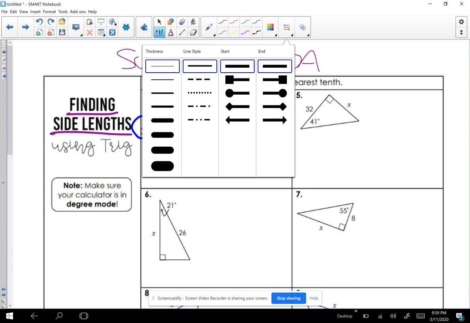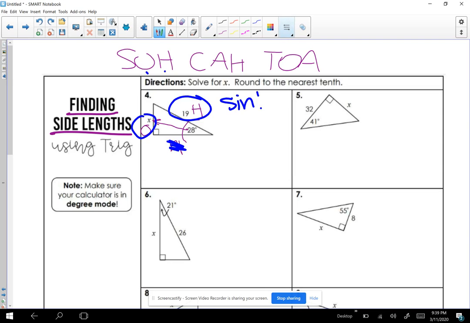So the way that we set this up, we're always talking about these ratios in regards to the angle in question. So I would write sine of 28 equals, now my opposite side is x, over my hypotenuse, which is 19. That's my initial setup. If this were a test-like scenario, you would get partial credit for something at this step. But I want to go further.